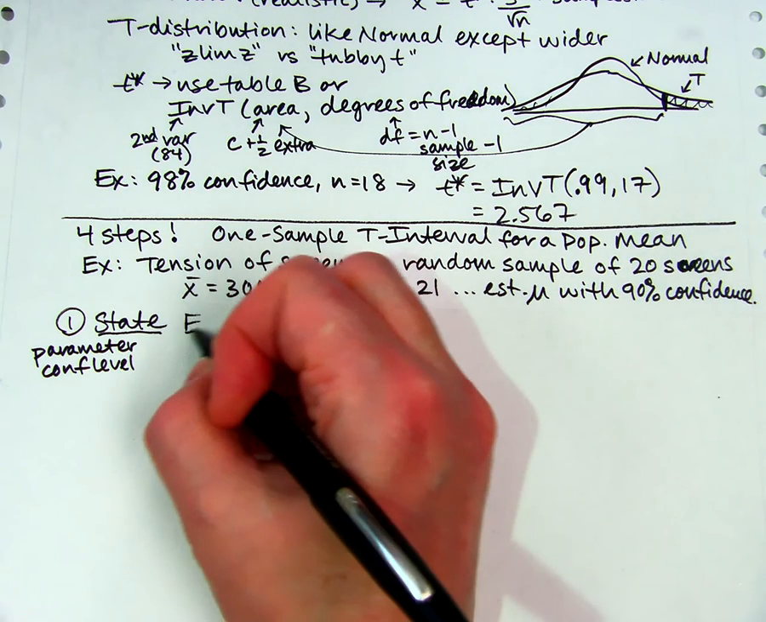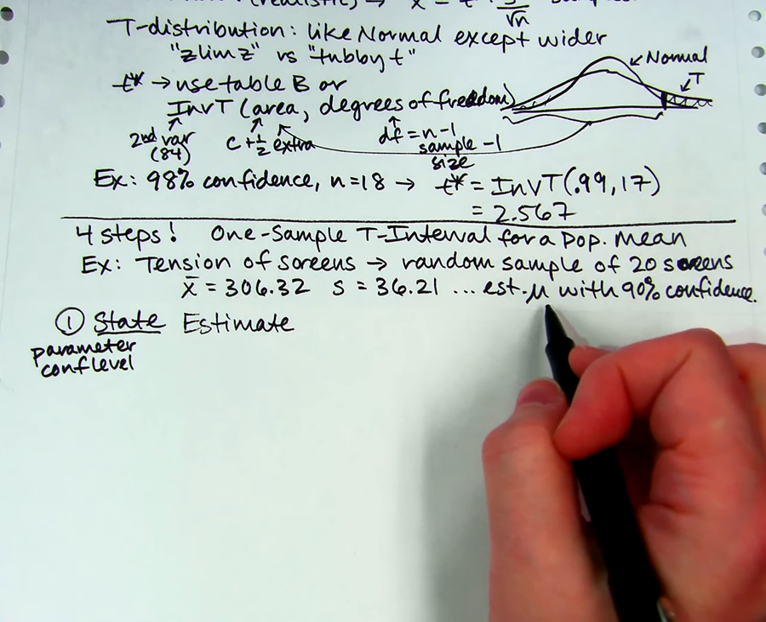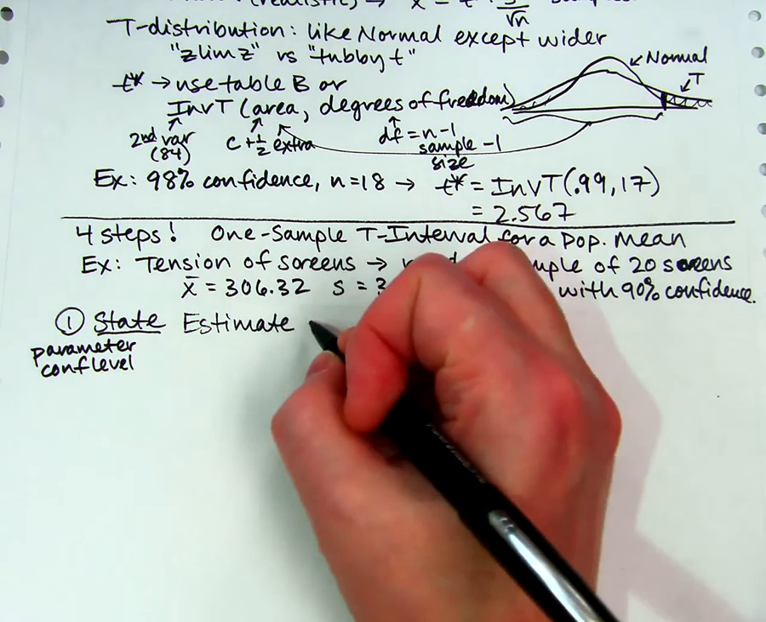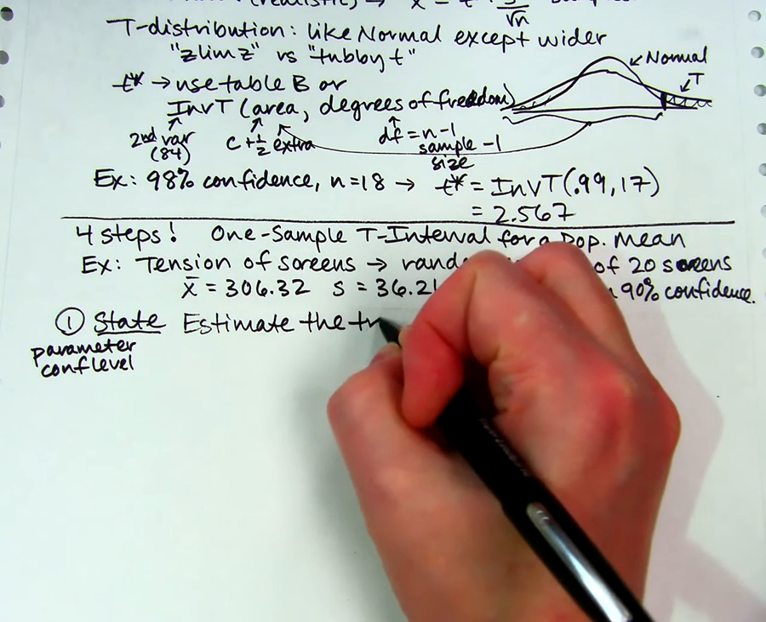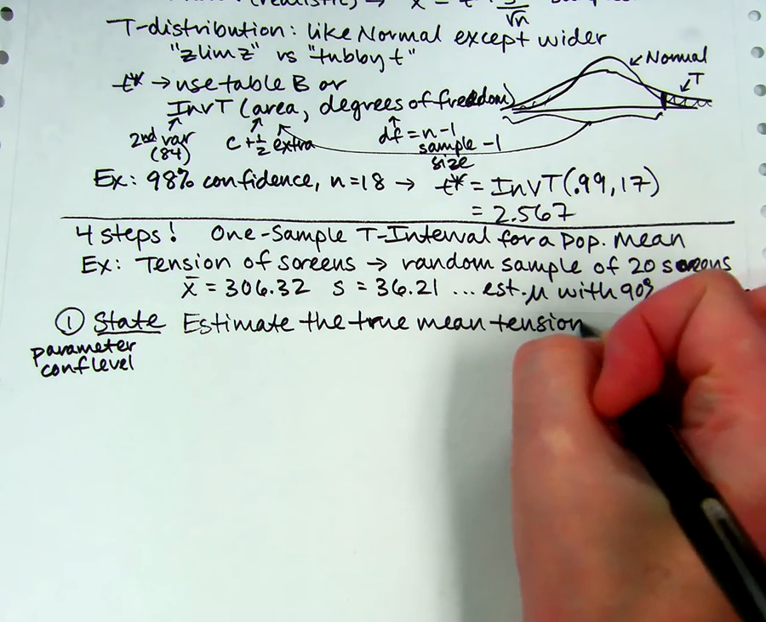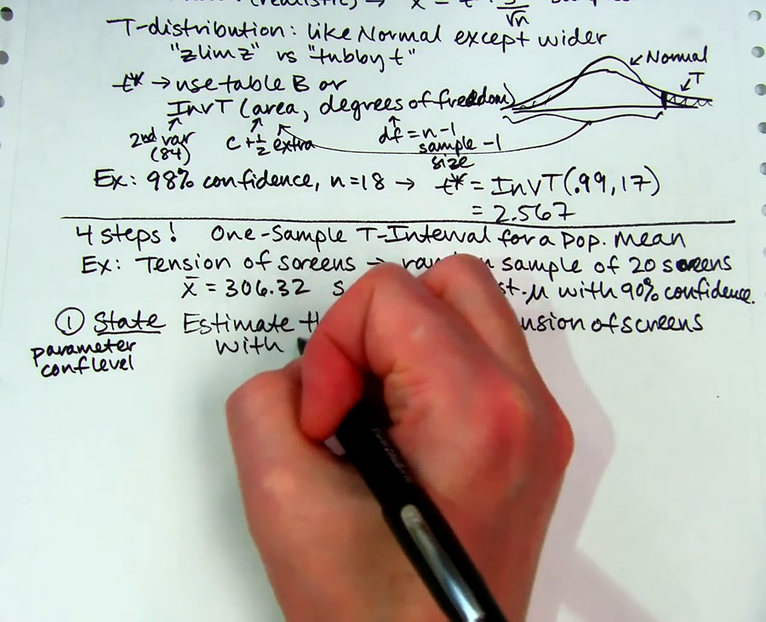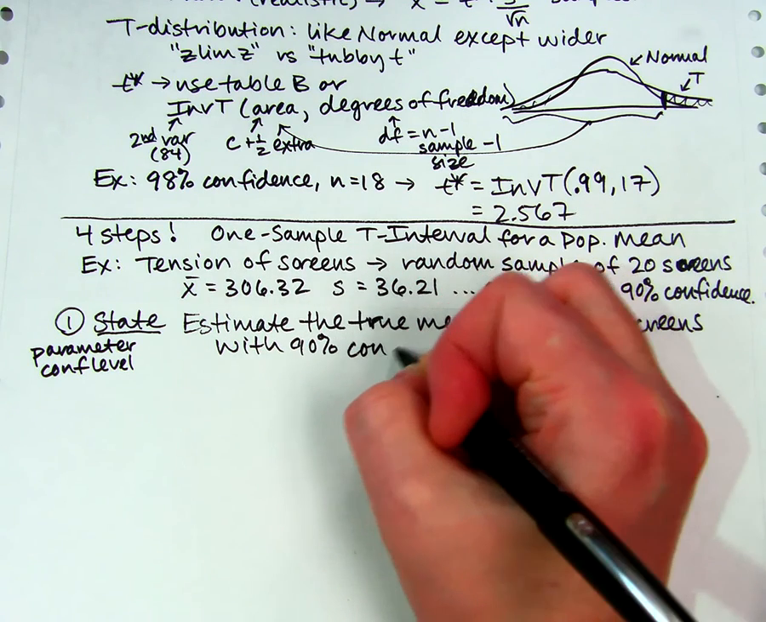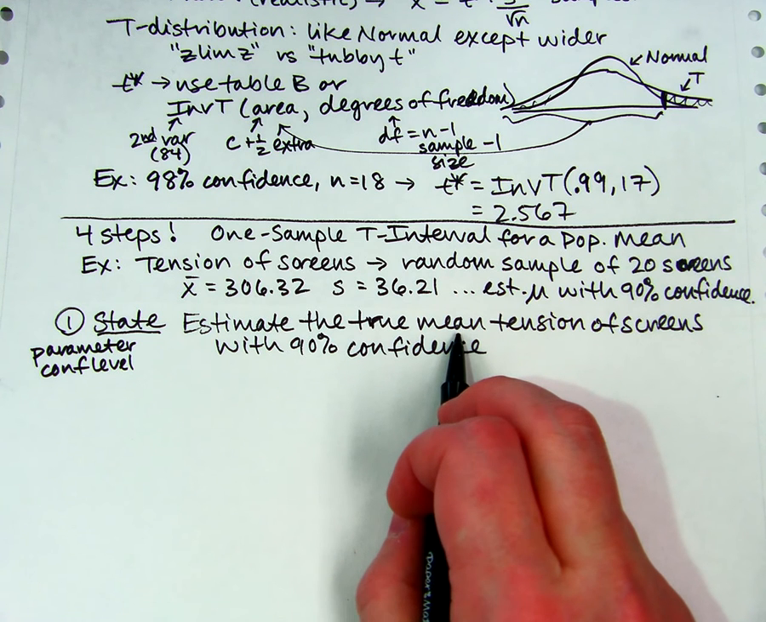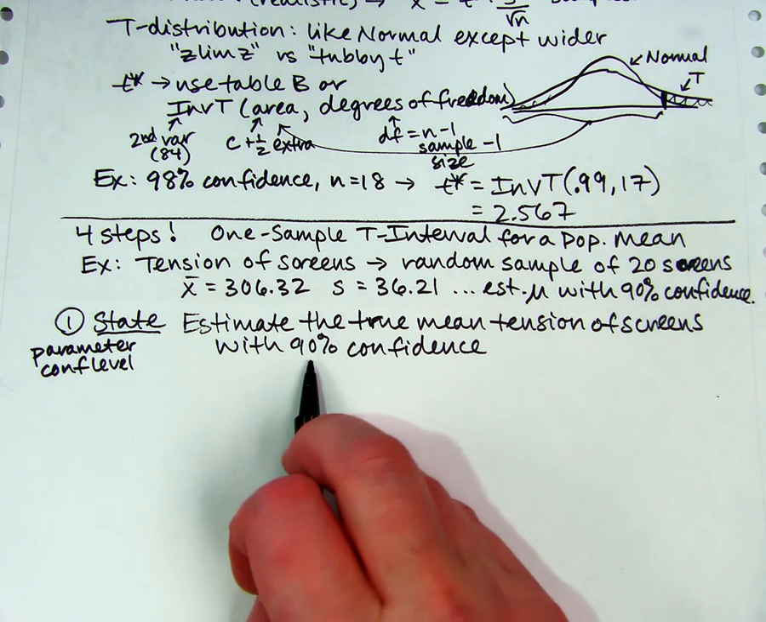So I'm going to say I'm going to estimate, what is it I'm estimating? I'm going to estimate mu, but what is mu? Mu is the population mean of all the screens, not just the 20, right? So I'm going to estimate the true mean tension of the screens with 90% confidence. So I've got my context, I've got the word mean in there, not the word proportion, that's important. True implies population, or you could also say population mean, and I've got my confidence level.